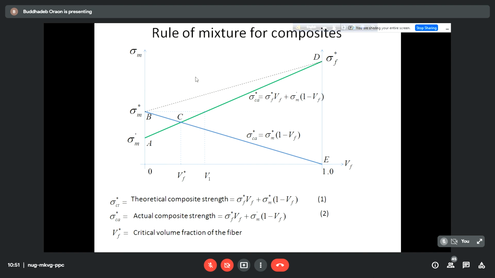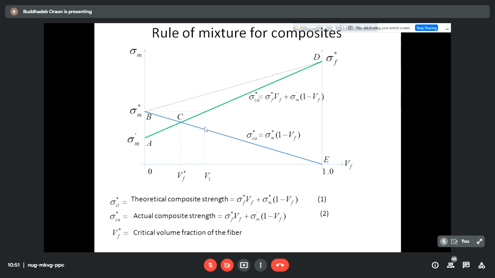So basically what you are getting, this is my design point, this is my design line. Whatever composite strength I will get depends on my value of sigma m and sigma f star. If I know these two values, I can mix the amount of Vf. Let us say V1 percentage of fiber we are mixing, we will get the strength at this particular point, say sigma m star.